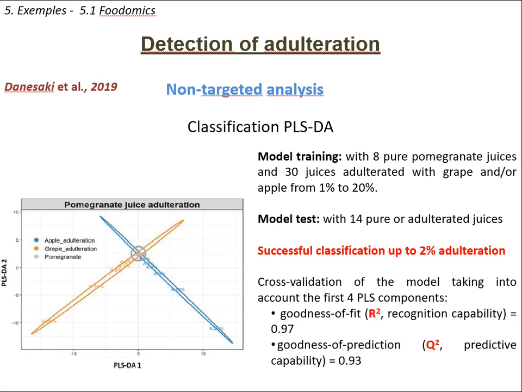So here are the values of the cross validation of the model. So you have the R square, the goodness of fit, which is very high, 0.97, and the goodness of prediction, which is Q square, which is also very high, 0.93.